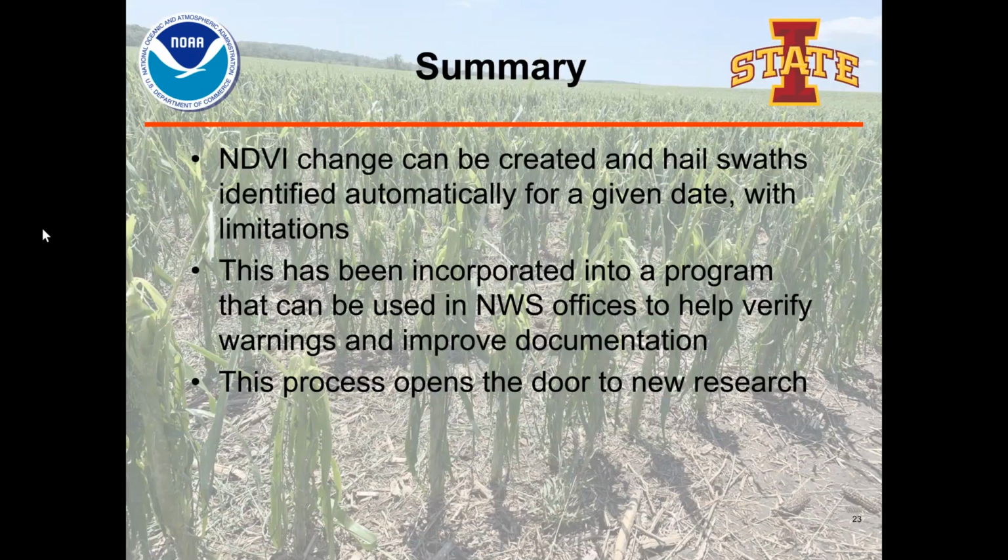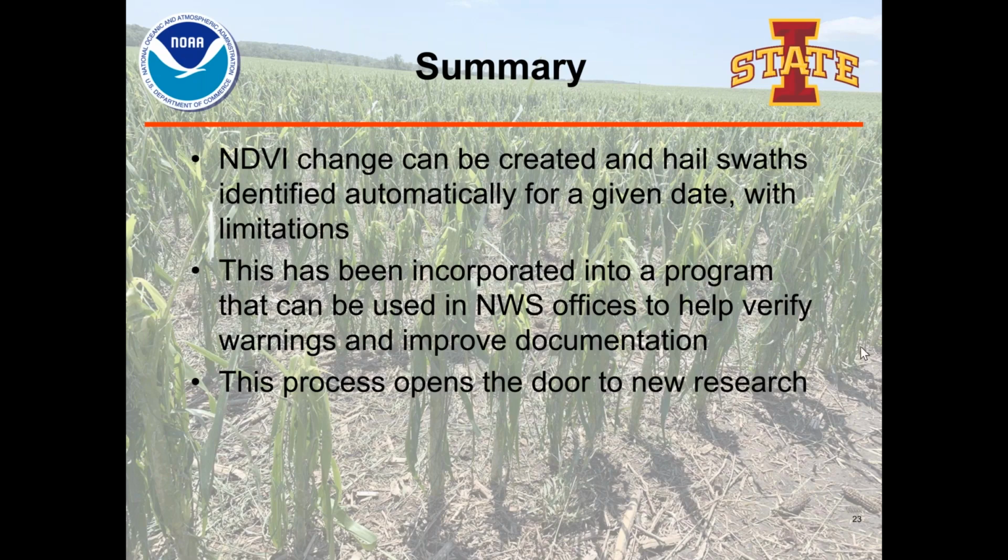So we found that NDVI change can be created and hail swaths identified automatically for a given date, with limitations. And this is going to be incorporated into a program that can be used by NWS offices to help them verify warnings and improve documentation. And this process opens up the door to new research.